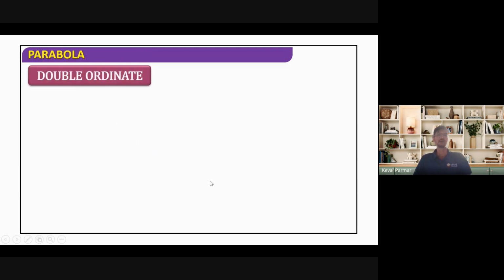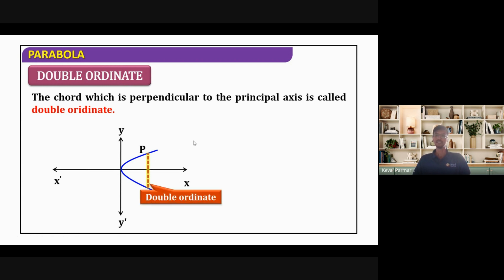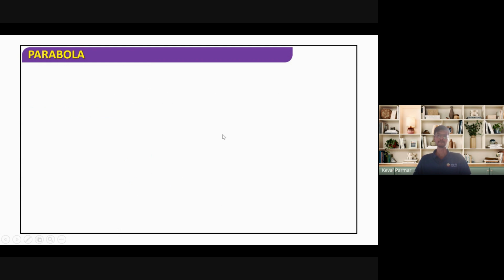Double ordinate. Now, double ordinate is like a diameter. Let me tell you the definition. The chord which is perpendicular to the principal axis is called double ordinate. So let's say our principal axis is x-axis, the parabola is of C type. Then the chord perpendicular to x-axis, this line segment, is called the double ordinate. Correct? This is perpendicular.